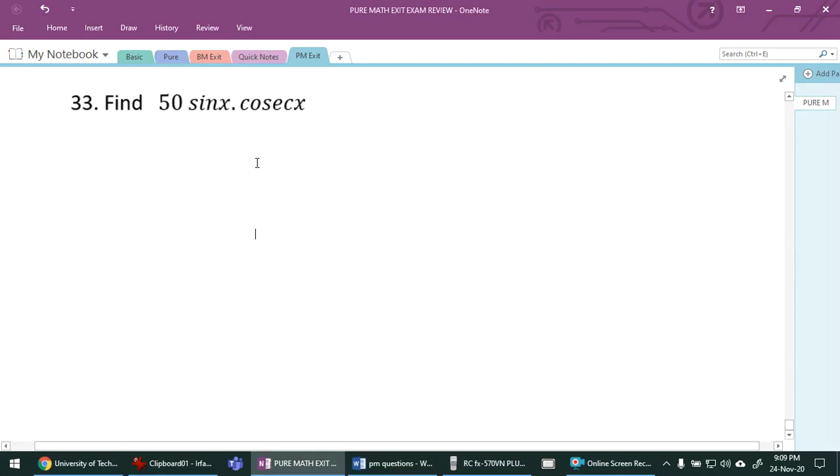Find the value of 50 sin x into cosec x. So 50 sin x into cosec x is equal to 50 into sin x, which remains the same.